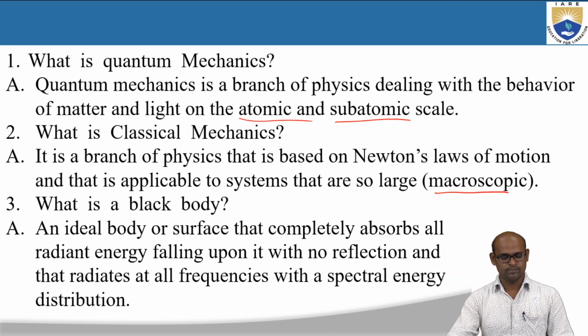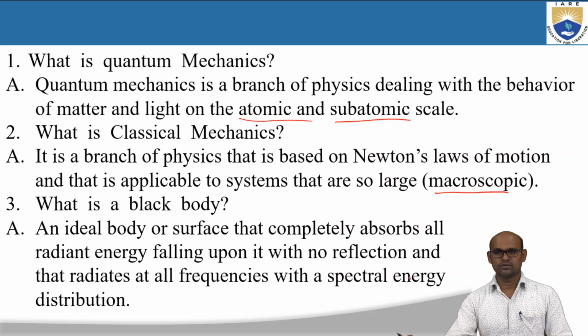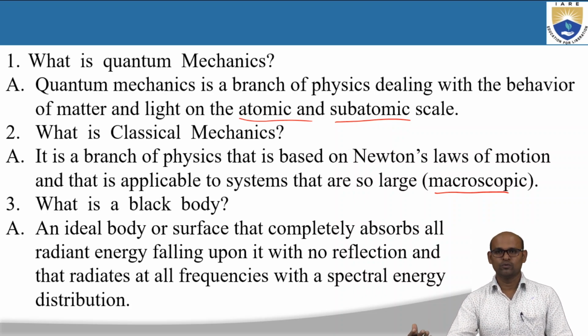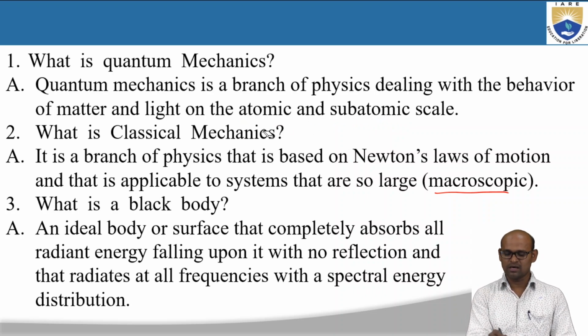What is a black body? An ideal body or surface that completely absorbs all radiant energy falling upon it with no reflection, and that radiates at all frequencies with a spectral energy distribution. A black body can absorb all the radiation falling on it, and if we heat the black body, it is going to emit all the radiation that is absorbed.